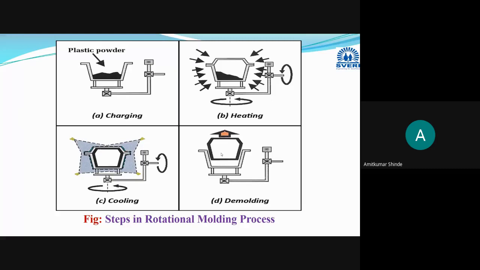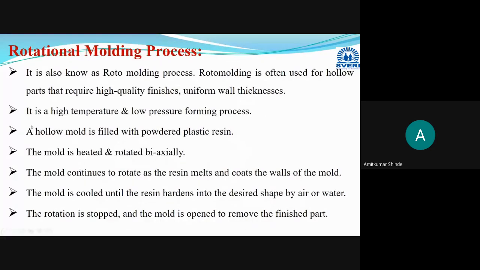Okay, whichever steps I have explained, I have collected in this slide. This rotational molding process is also known as the roto molding process. It is used for hollow parts that require a high quality surface finish and uniform wall thickness. It is a high temperature and low pressure forming process. The steps are explained here. A hollow mold is filled with powdered plastic resin. This is the charging stage. Then the mold is heated and rotated biaxially. This is the heating and rotation stage.